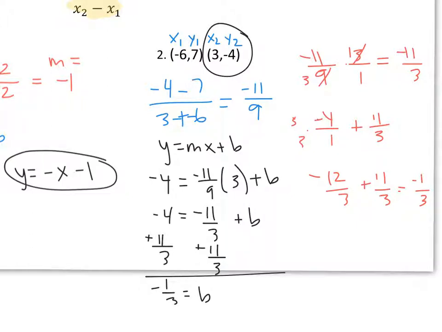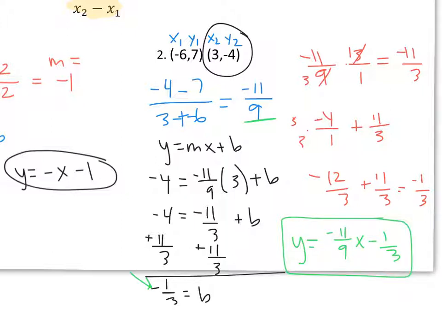So to put my equation all together, y equals, I go back to my slope, which was negative 11/9 x, and then my y-intercept, which was minus 1/3. And that would be my equation for the line that passes through those 2 points. So it's okay to get some fractions. Just got to remember, write out each step if needed, and like I said, it's okay to have fractions in your answer.